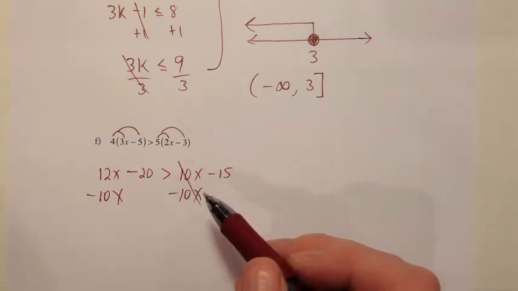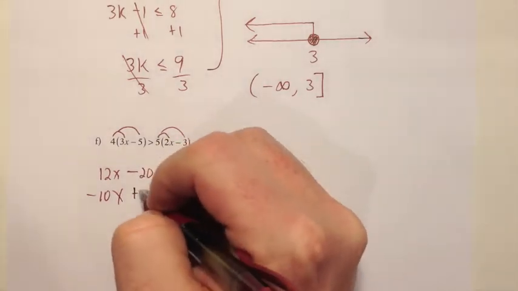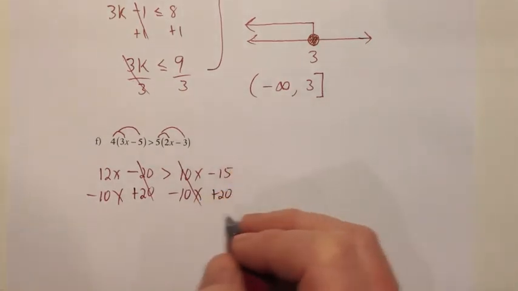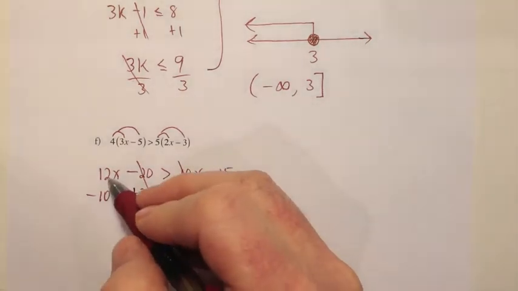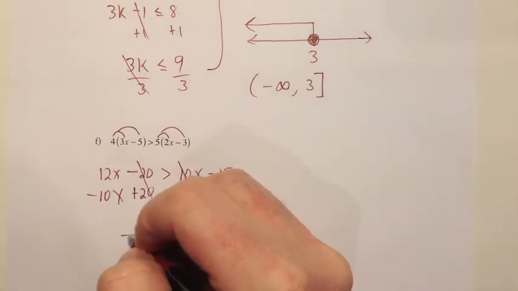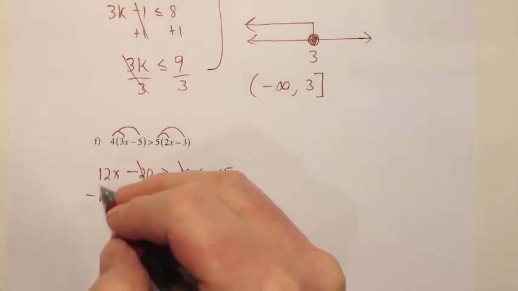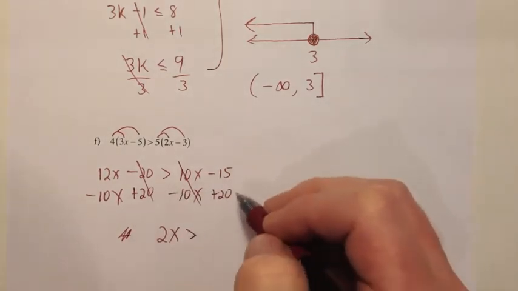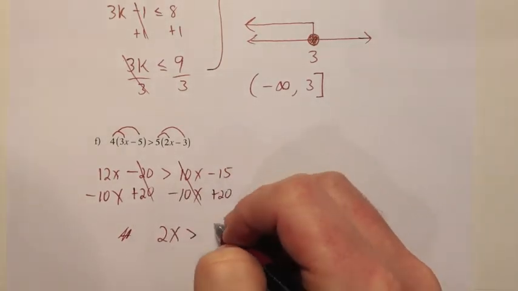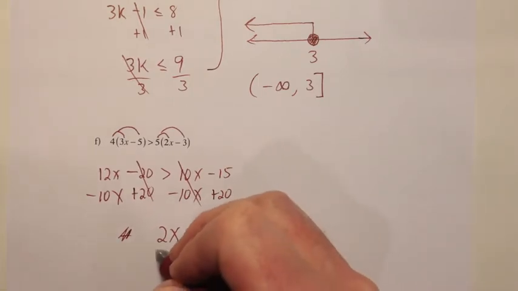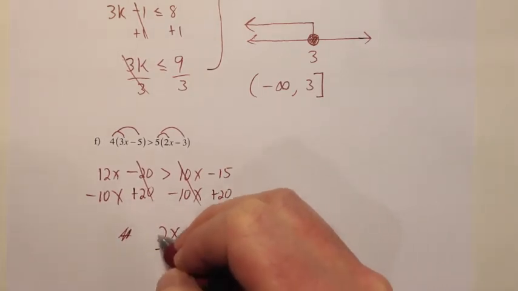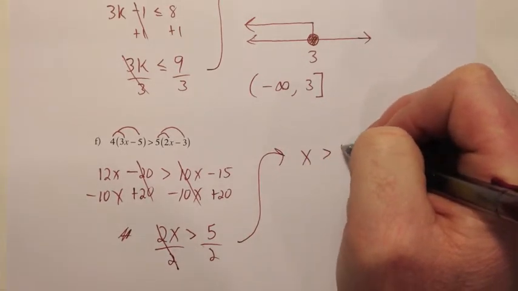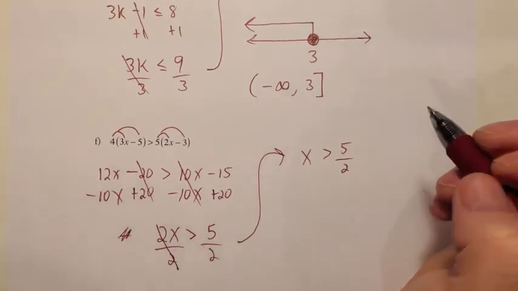I like to sometimes at the same time move my constant term over, so if I add 20 here that would cause that to cancel. 20 on the other side keeps things balanced. Over here 12x minus 10x would be, bigger number's positive, so positive 2x is greater than negative 15 plus 20 would be 5. And then divide both sides by 2 to get rid of this 2, and it looks like the solution would be that x is greater than 5/2.